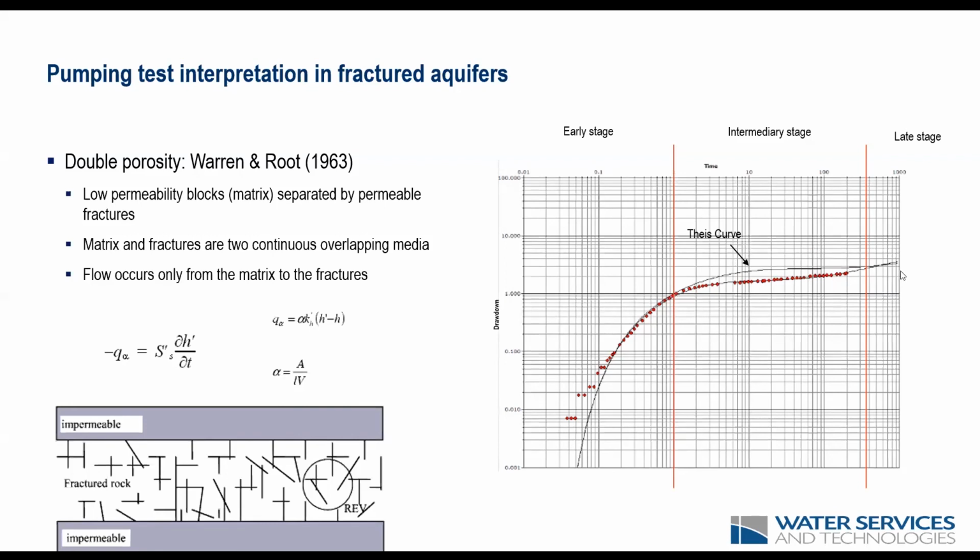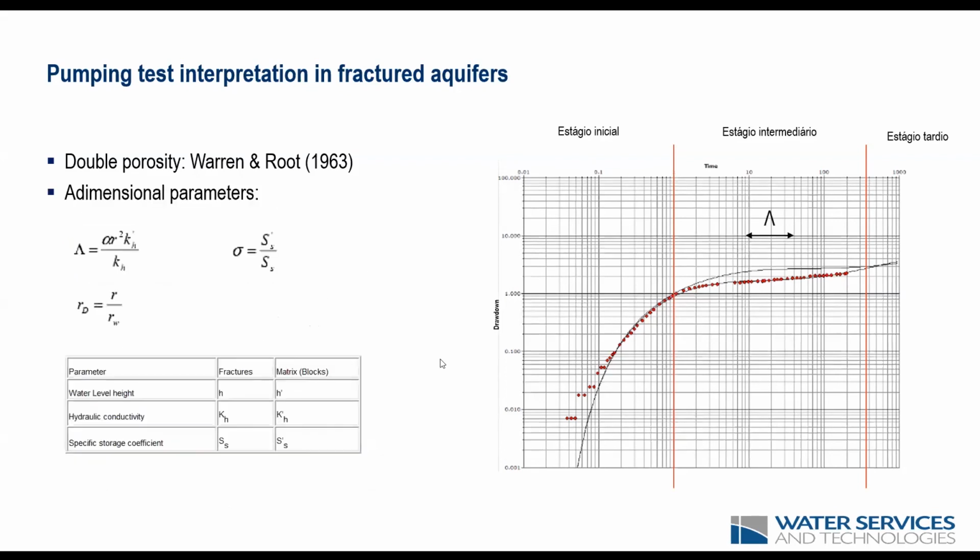And then at the late stage, you reach an equilibrium between flow from the matrix and the fractures to the well, and essentially the aquifer starts to behave as a single porosity aquifer and essentially follows the Theis curve. And this is the Theis curve, the type curve indicated here. And this, in the red dots, we see the curve from this pumping test and the observation well, and we see how it deviates from the Theis curve. So as I mentioned earlier, all these interpretation methods are based on those two initial equations from Theis.